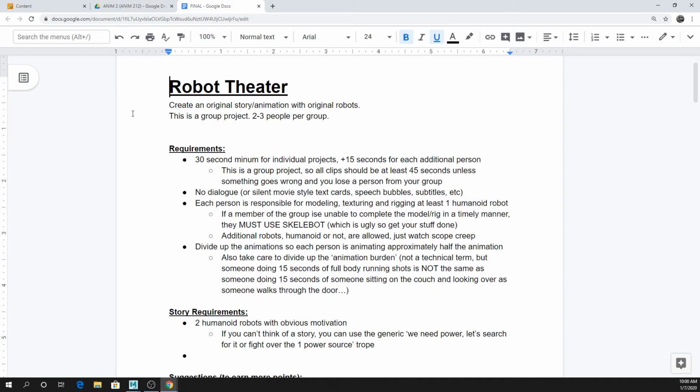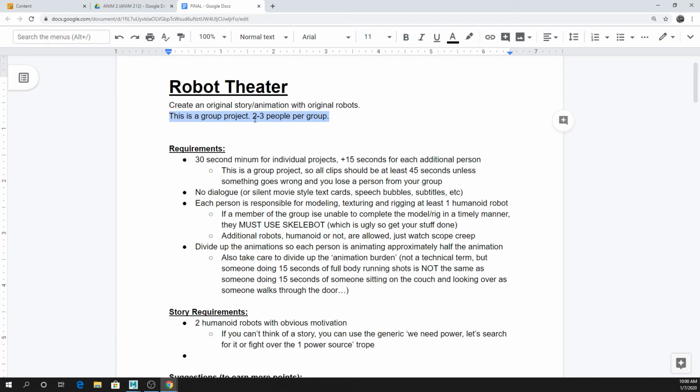All right, I assume that most everyone knows, I had a lot of people asking me about it last quarter, which was interesting to me, because when I was at school, I didn't know what this class was gonna be when I was going into it. I just went in and found out. But anywho, this is robot theater. So basically, the premise is create original robots for an original story, short, or animation. And this is a group project, like I mentioned before.